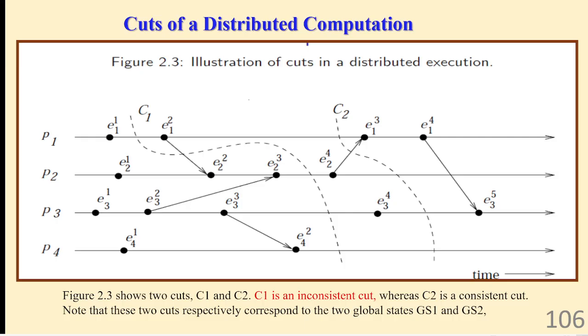But if you look at C2, there are only two cases to check. Event 4 of process P2 is in the past and it is going to event 3 of process P1, which is in the future. That is possible. The other one is event 4 of process P1 going to event 5 of process P3. They both happen in the future, which is not a problem. So we can say that C2 is consistent.